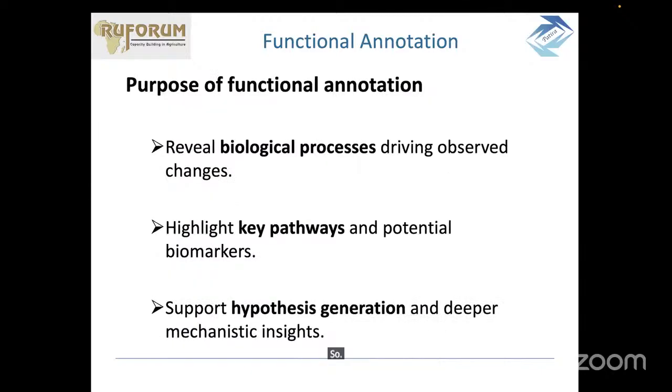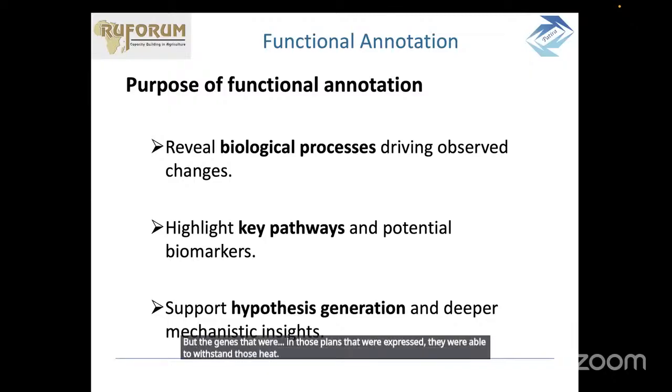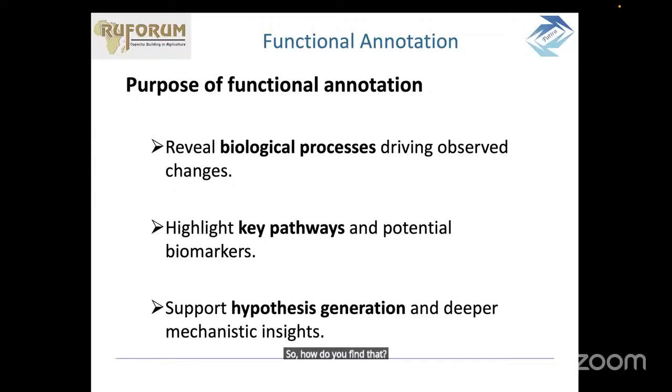So the purpose of functional annotation is to reveal for you the biological processes driving the changes. What does that mean? You have heat, the climate change, but the genes that were expressed in those plants were able to withstand that heat. How do you find that? You have to do functional annotation. Also, it tells you the pathways they're involved in, and you can now use that for your biomarkers. So in the future, when you plant your maize, you can use those genes to do selection. And of course, it can also support your hypothesis generation, okay?